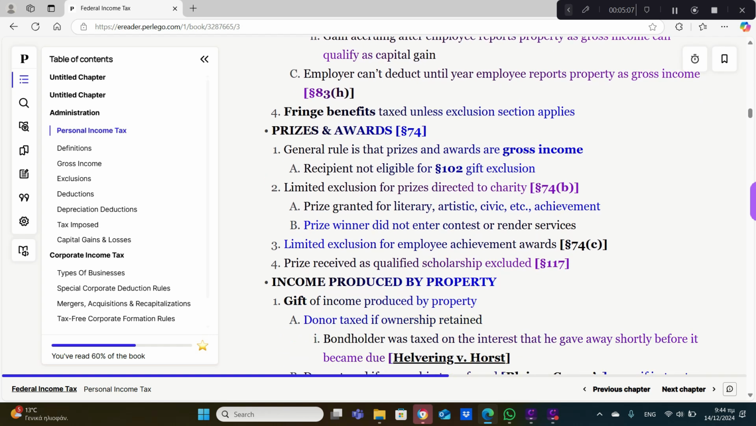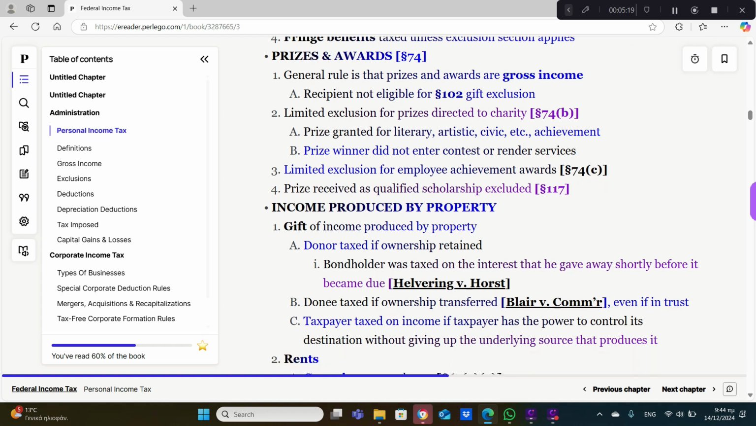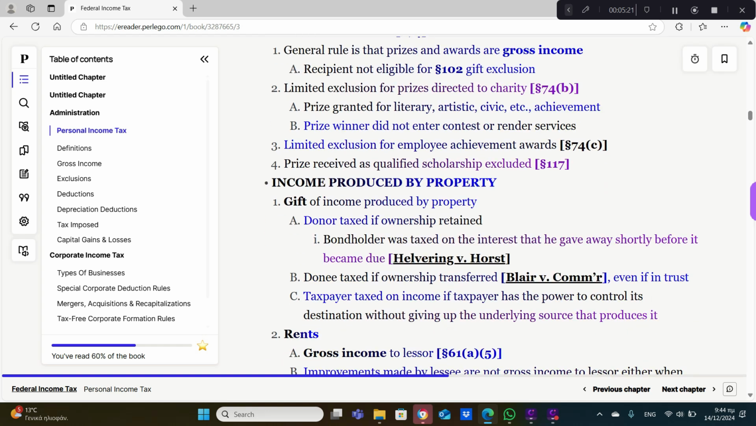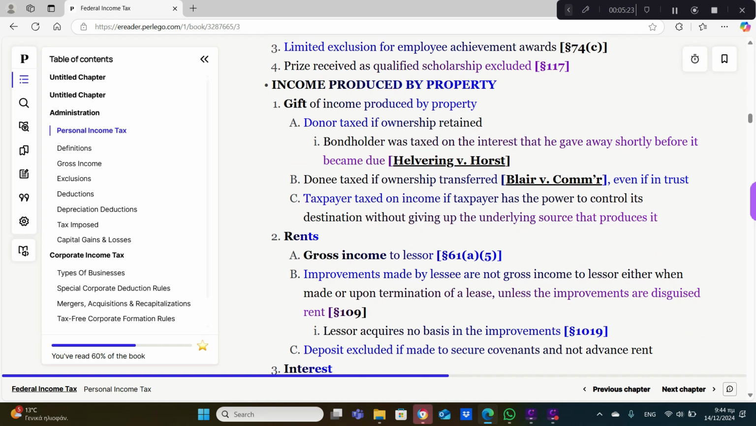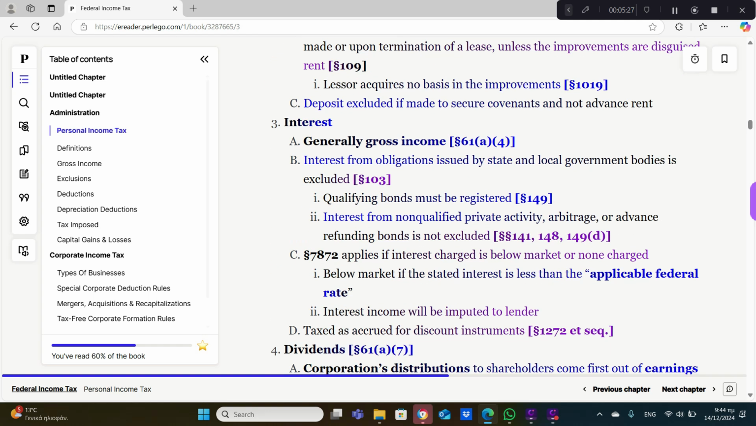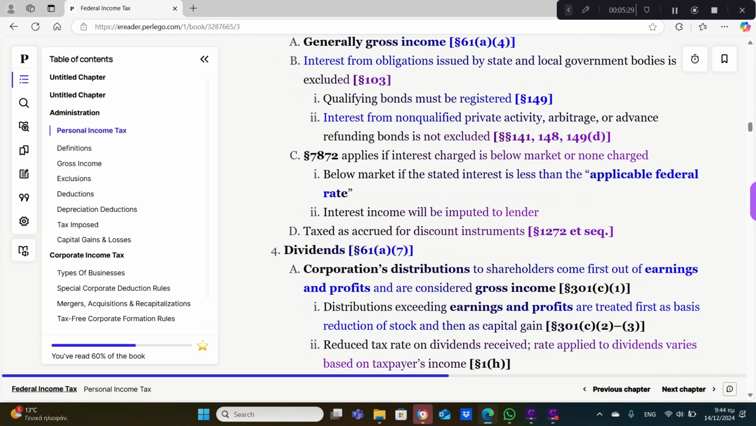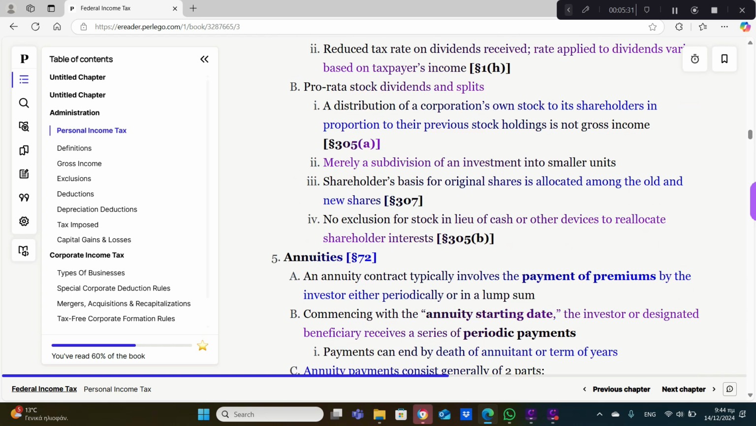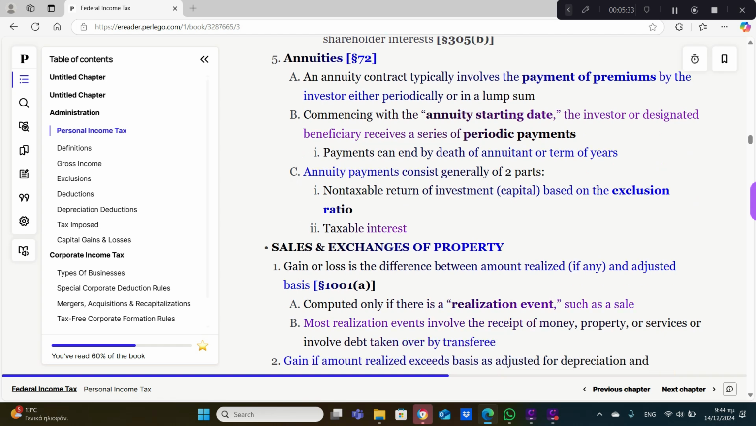11. Types of businesses. Different business structures have distinct tax obligations. Sole proprietorships, income is reported on the owner's personal tax return. Partnerships, income is passed through to partners. Limited liability companies, LLCs, taxed as partnerships or corporations based on election. Corporations, taxed separately from their owners.